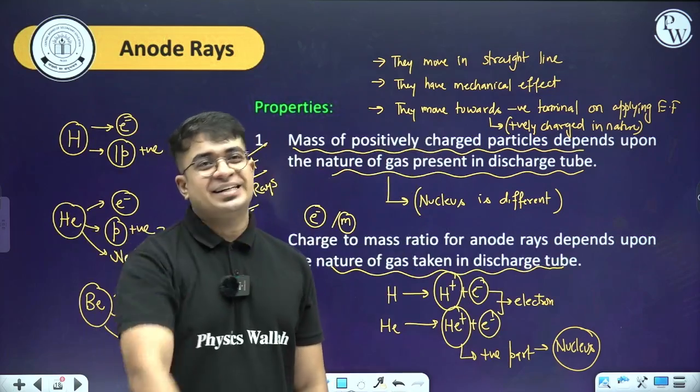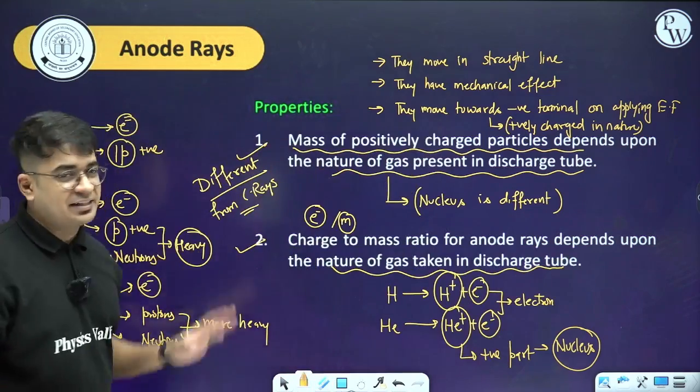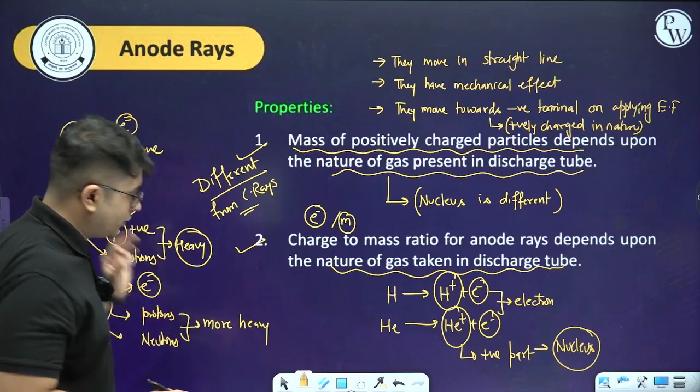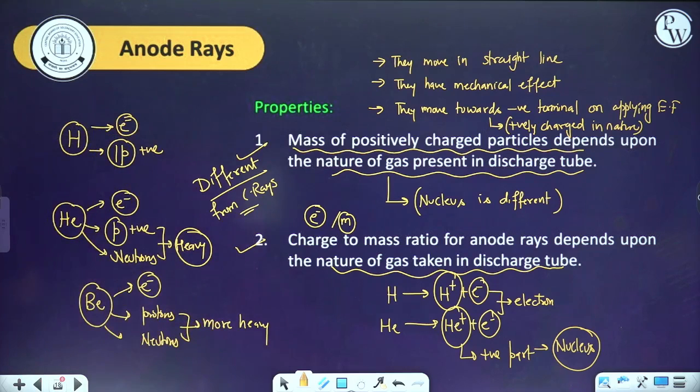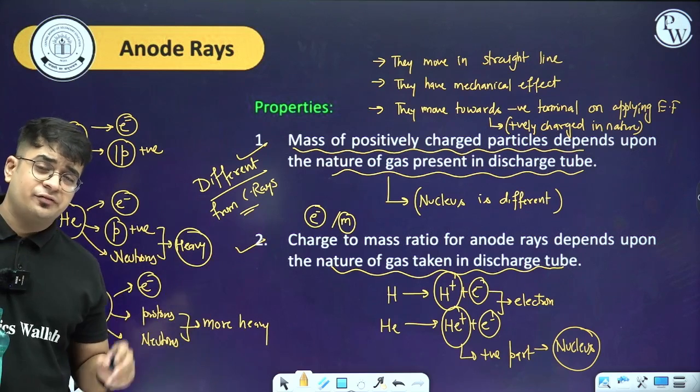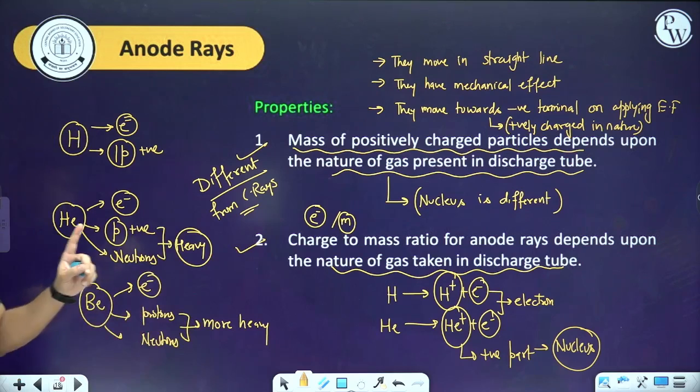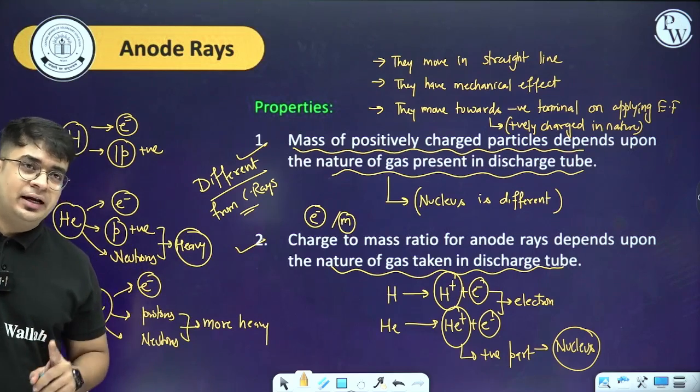I hope this entire part is clear. So this is the basic difference between your cathode rays as well as anode rays. Just have a look at it. Very simple explanation. And if you find any difficulty, just drop a comment and let me know. Okay.